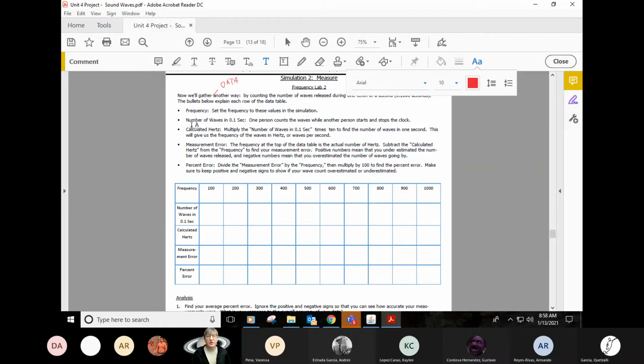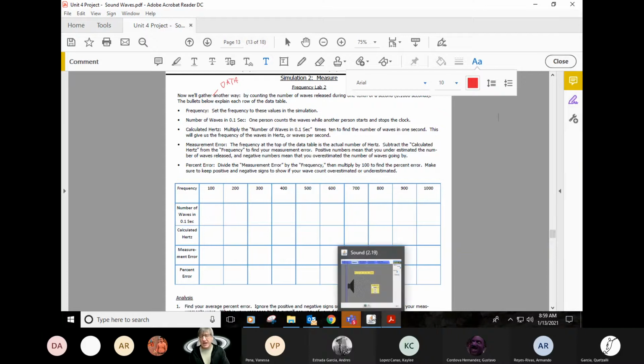Notice it says to fill this one in, the number of waves in 1/10 of a second. One person counts the waves, that's you, while another person starts and stops the clock, that's me. I'm going to run the clock. I'm going to tell you when to start, when to stop counting. Once you've counted how many waves have gone by in that time period, you'll just come back to this page and record your data in here.